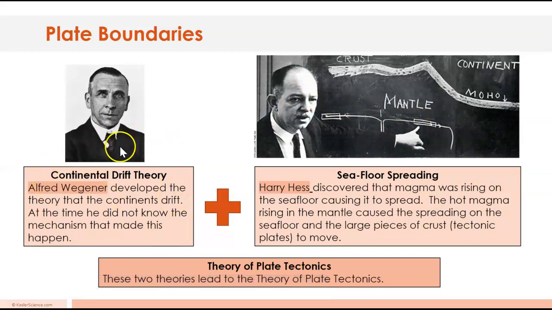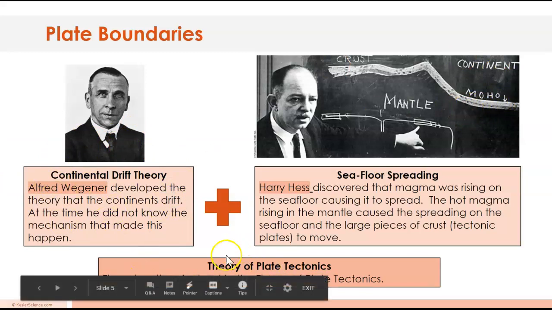So Alfred Wegener's continental drift theory plus Harry Hess's seafloor spreading, you put those together and you get the theory of plate tectonics.